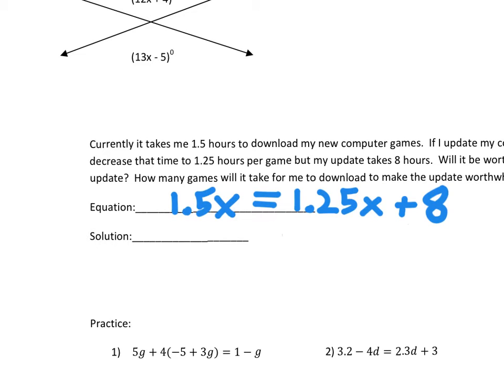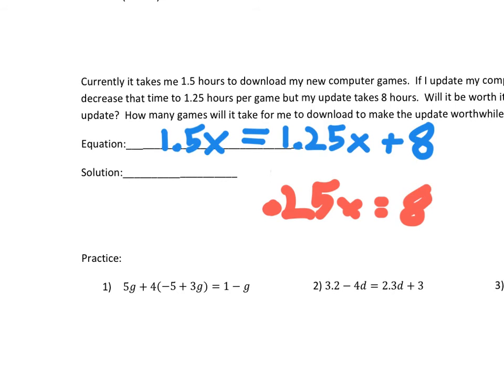Let's solve this equation. I would want to subtract 1.25x from both sides. If I did that, we'd have 0.25x on the left-hand side is equal to 8. Now if I divide, because this is 0.25 multiplied by x, if I divide both sides by 0.25, I would get that x is equal to 32 games. All right, so that's the break-even point, because remember, we're working with an equation where things are equal.